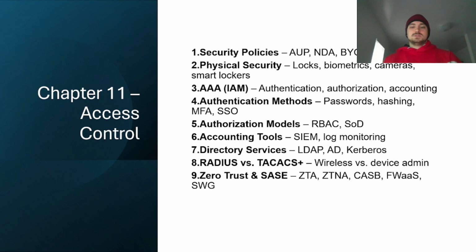And then we have the Zero Trust model and SASE, which include ZTA, ZTNA, CASB, FWaaS, and then we have SWGs.